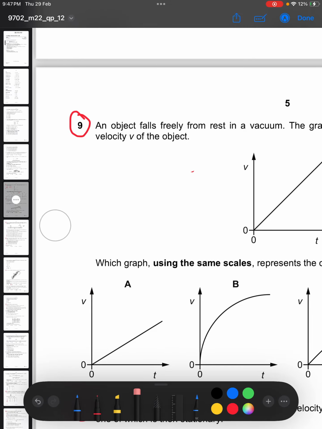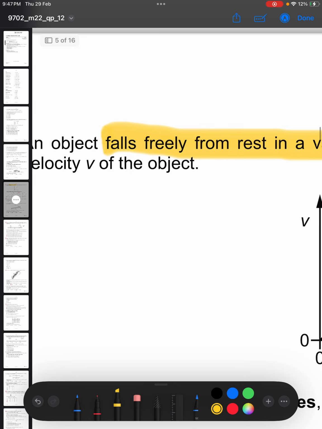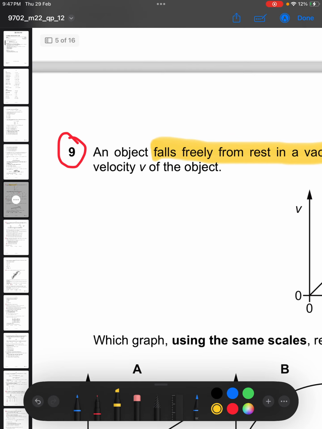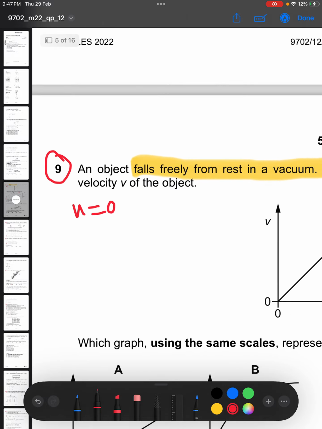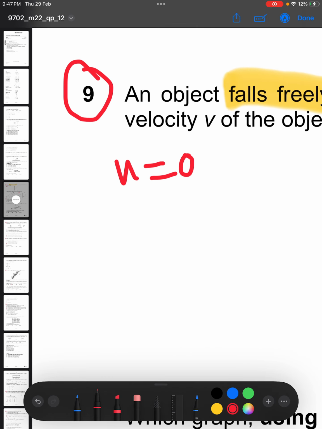Okay, so number 9 says an object falls freely from rest in a vacuum. So there are things that are important here. Freely from rest in a vacuum, meaning that since it's from rest, the initial velocity is 0. Now freely, meaning that there is no air resistance and we are in a vacuum. Now there's an implication there.